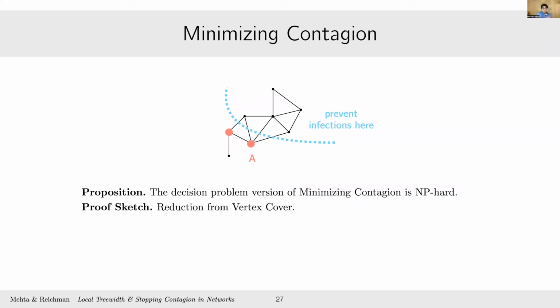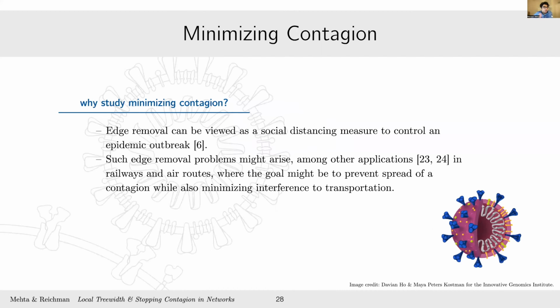Given the combinatorial nature of this problem, you might not be surprised to find that this problem is actually NP-hard. You can prove this result via reduction from vertex cover if you set up the right gadgets here. So given this NP-hard problem, a reasonable question is, why should we care about minimizing contagion at all?